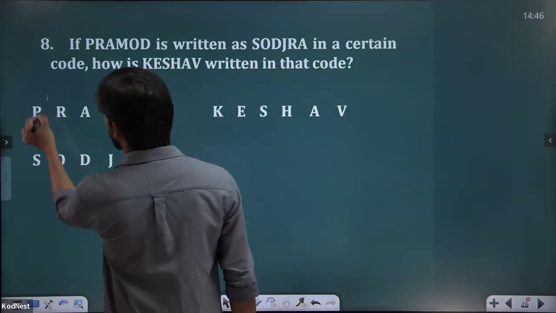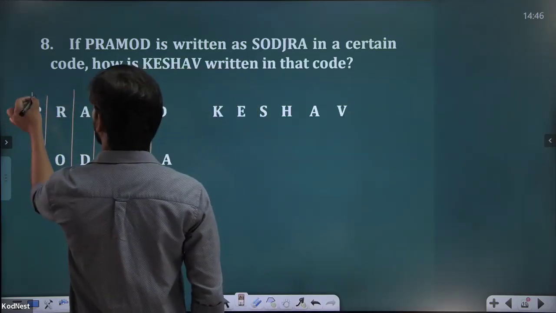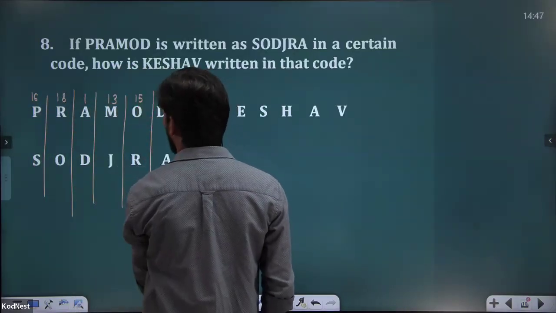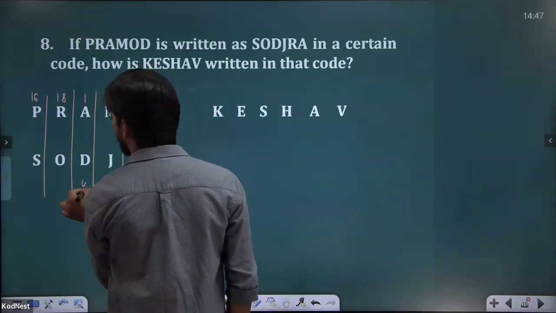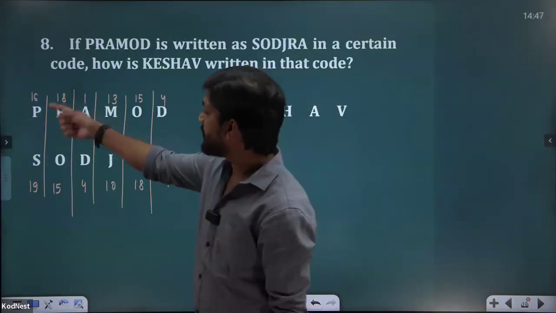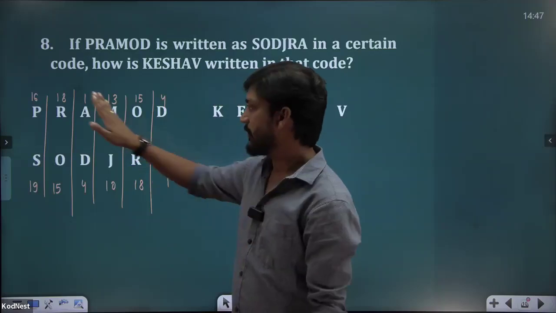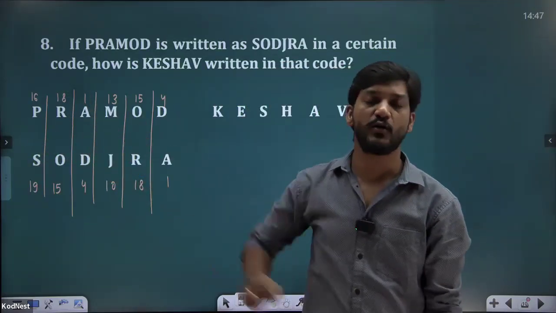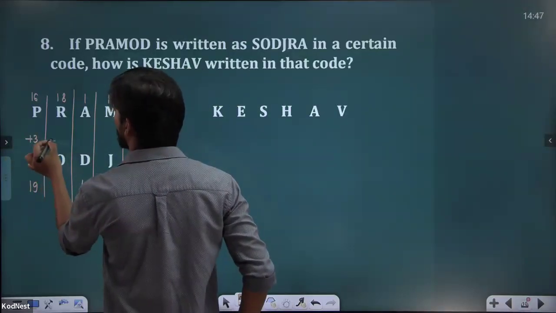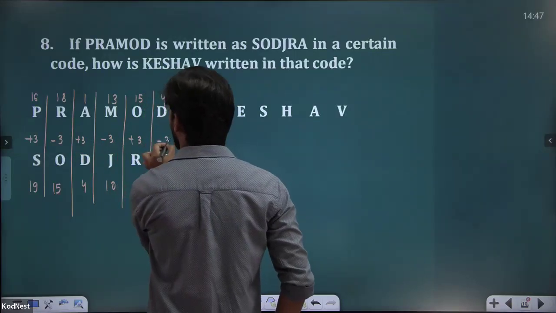Next, what I will observe is, I can write the place values if I want. 16, 18, 1, 13, 15, and 4. So if I try to observe 16 plus 3, 18 minus 3, 1 plus 3, 13 minus 3, 15 plus 3, 4 minus 3. So plus 3 minus 3, plus 3 minus 3, this is how it is coming out. So let me apply the same here also. It is plus 3 minus 3, plus 3 minus 3, plus 3 minus 3.